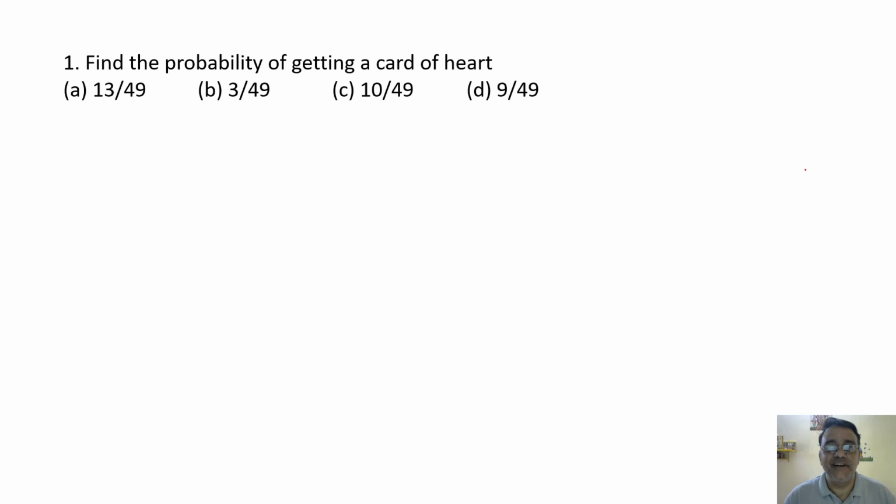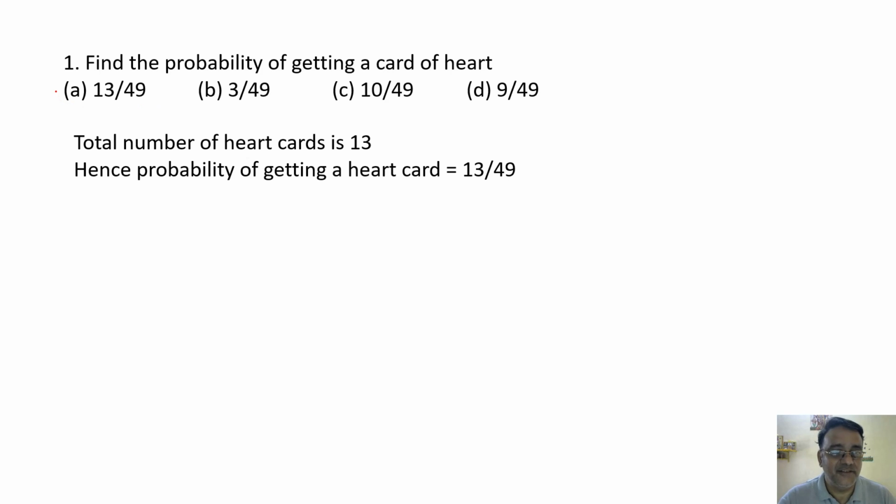Find the probability of getting a card of heart. So heart तो कुछ disturb नहीं हुआ, so total number of hearts is 13 and the required probability is 13 by 49. 13 by 49. Very good. The correct option is A.